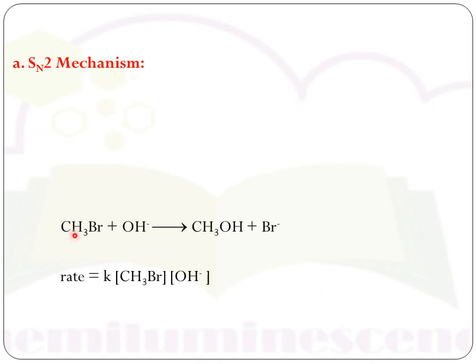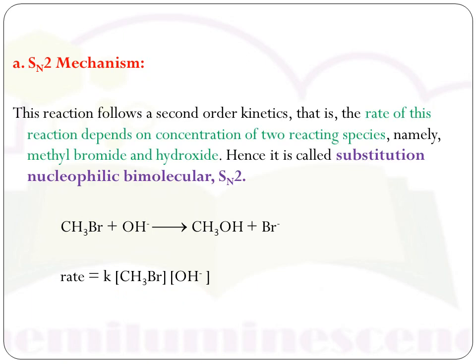SN2 mechanism. The reaction between methyl bromide and an aqueous solution of sodium hydroxide forms methanol as a product. This is an example of the SN2 mechanism because it follows second order kinetics. That means the rate of reaction depends on both the concentration of methyl bromide as well as the concentration of hydroxide ions. Hence, this reaction is called substitution nucleophilic bimolecular reaction and it is denoted by SN2.